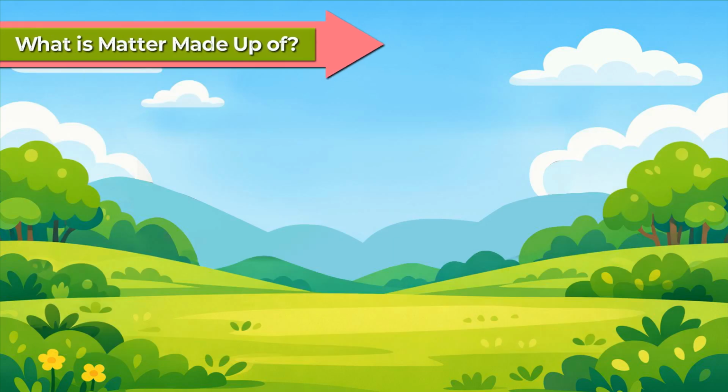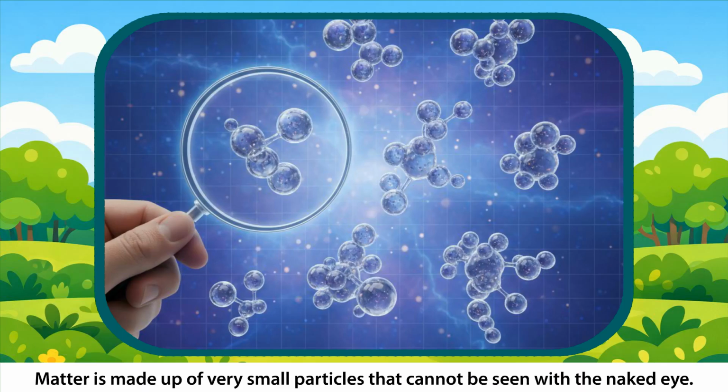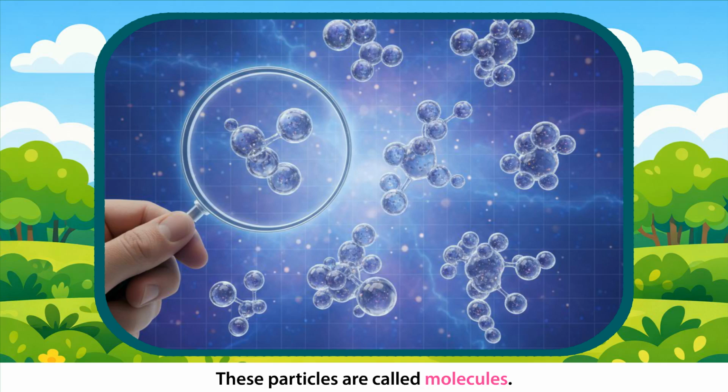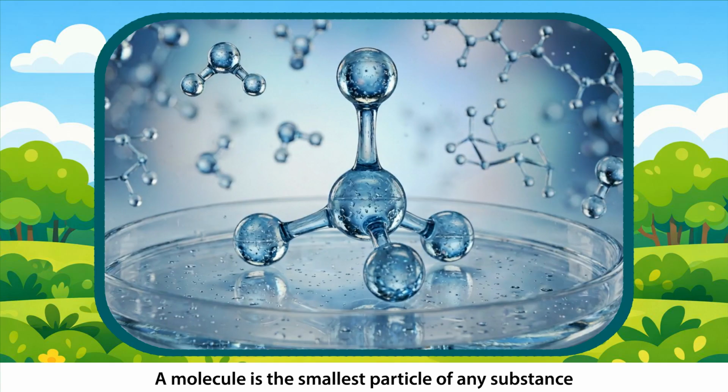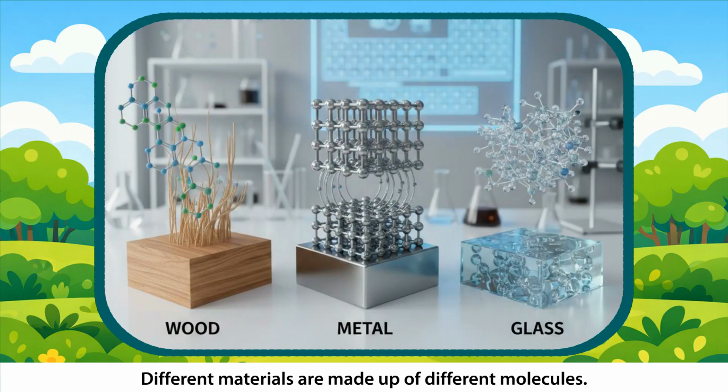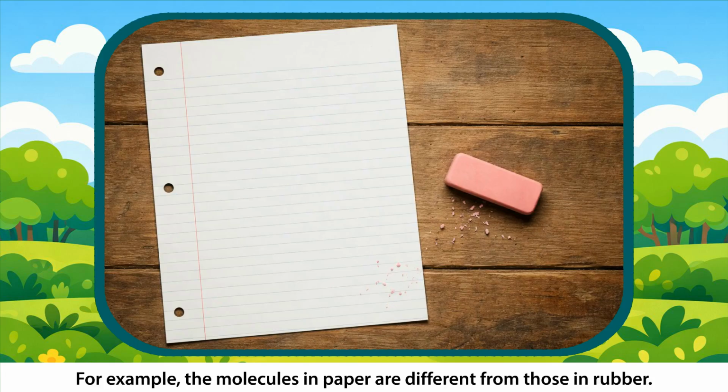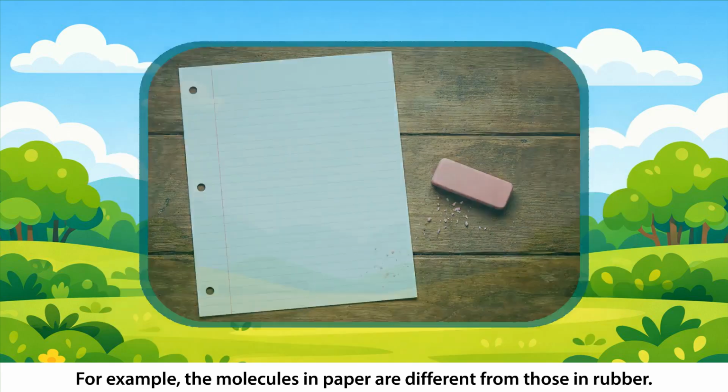What is matter made up of? Matter is made up of very small particles that cannot be seen with the naked eye. These particles are called molecules. A molecule is the smallest particle of any substance that shows all the properties of that substance. Different materials are made up of different molecules. For example, the molecules in paper are different from those in rubber.